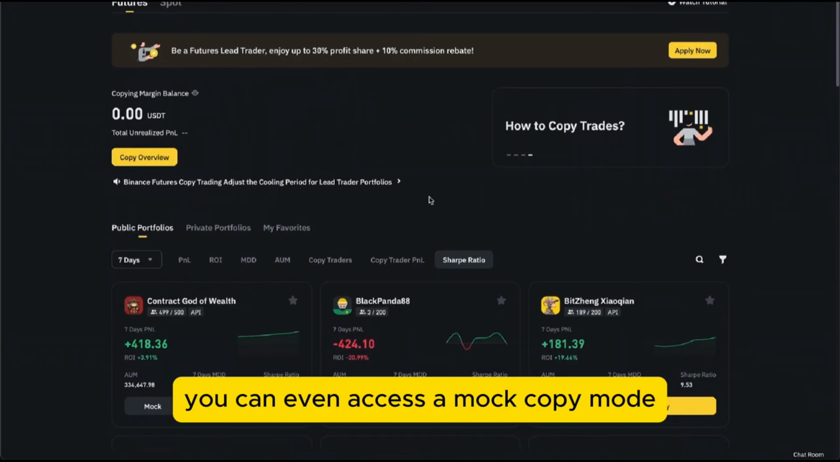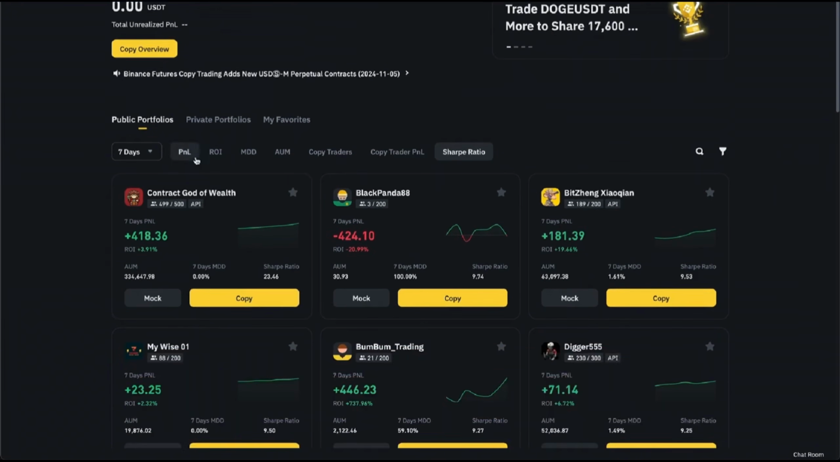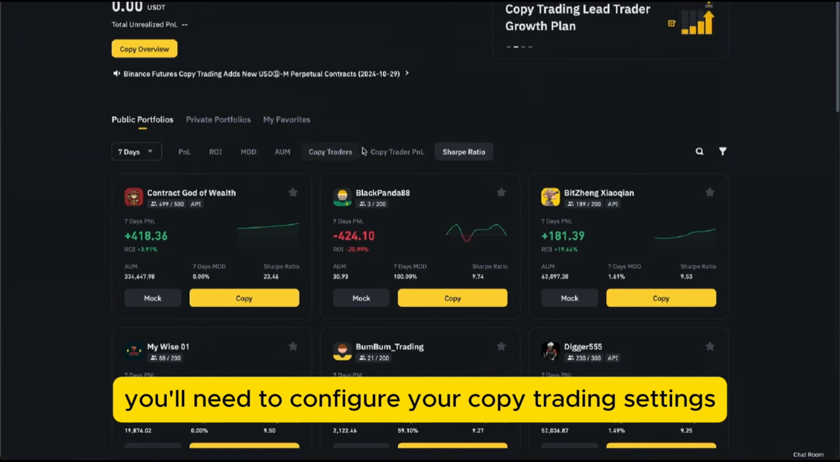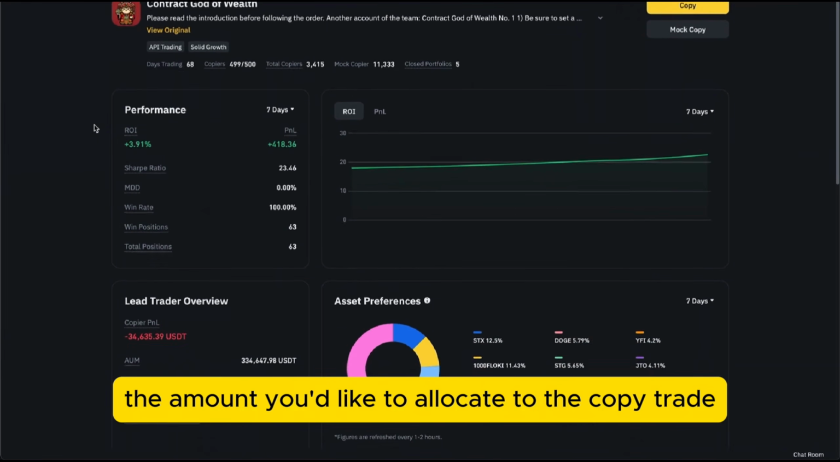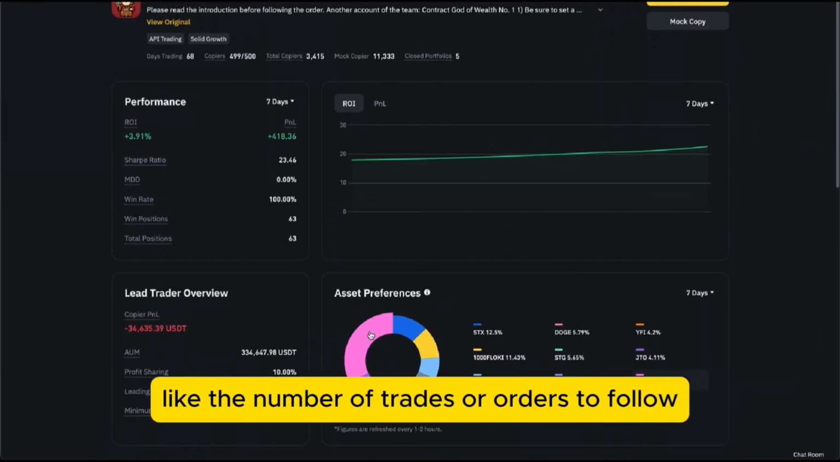You can even access a mock copy mode to simulate trades before committing any funds. Once you select a trader, you'll need to configure your copy trading settings. In the standard mode, you can choose the amount you'd like to allocate to the copy trade and set basic parameters like the number of trades or orders to follow.